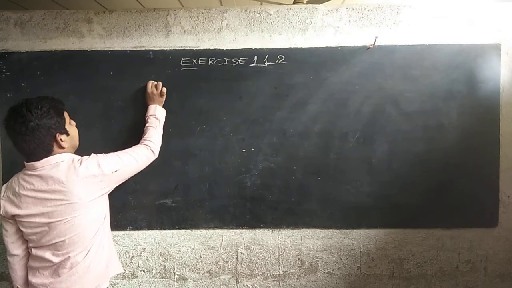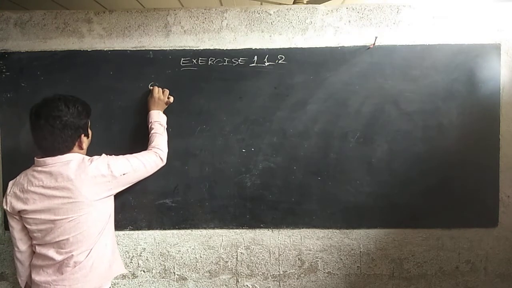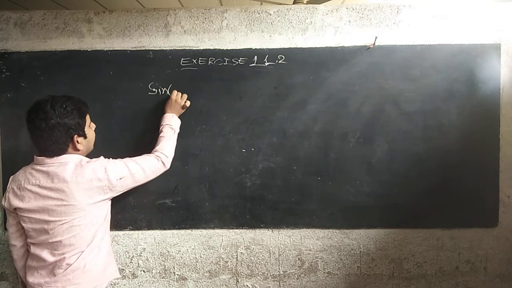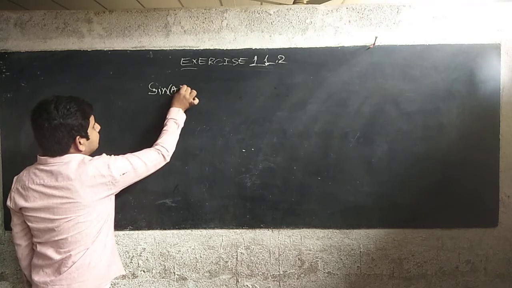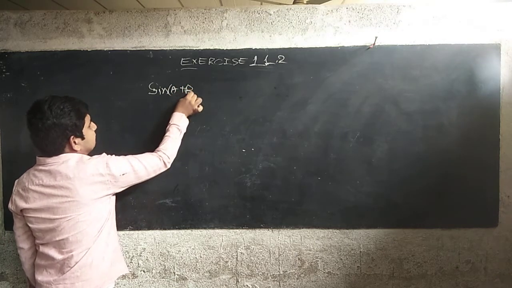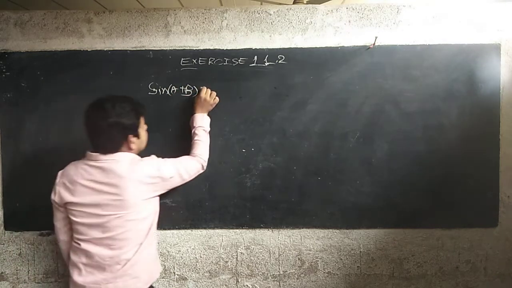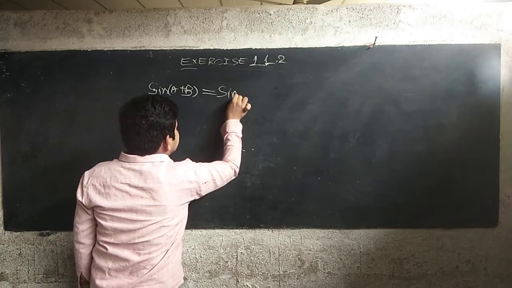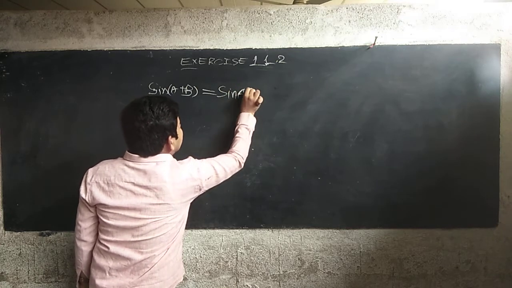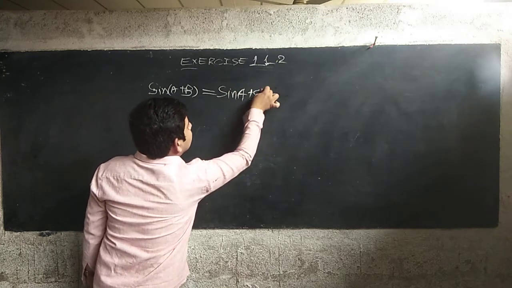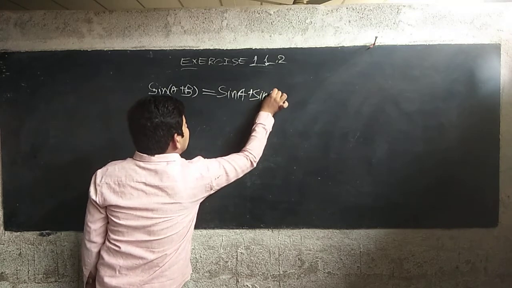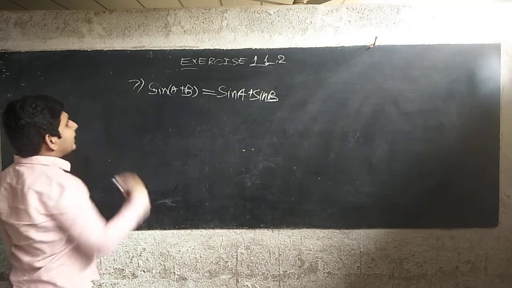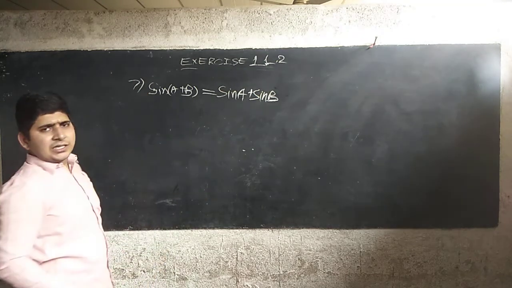Sin of (A plus B) is equal to sin A plus sin B. Now this is your seventh problem. You have to verify whether this equation is correct or wrong.